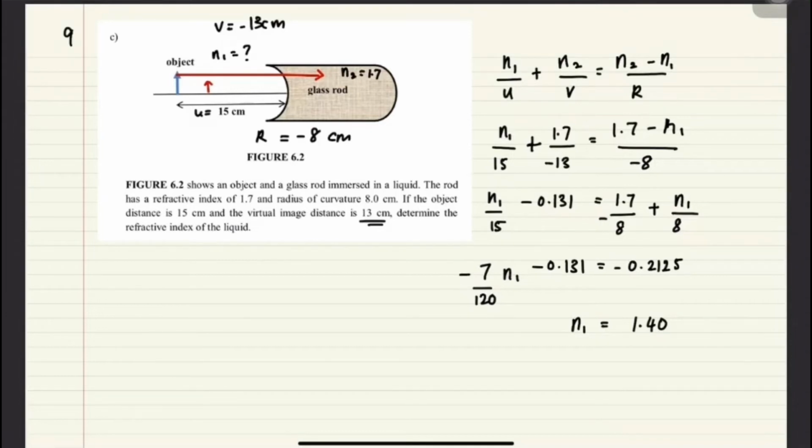The important thing is to draw the ray from the object towards the surface and then go through the surface. The position of the object means that one is N1, and the other side of the surface is N2.